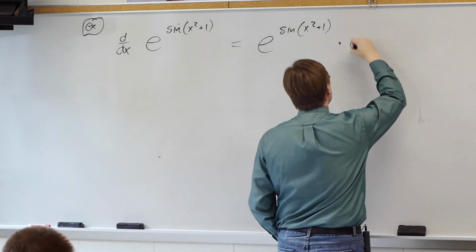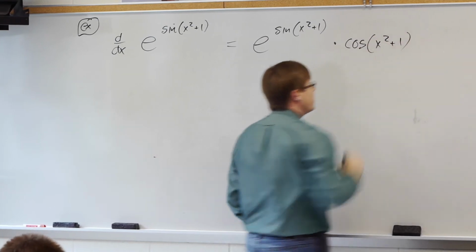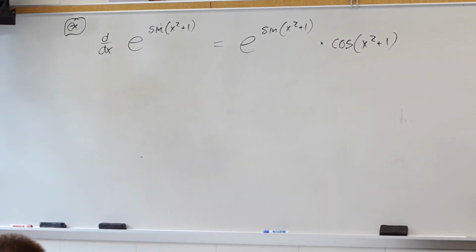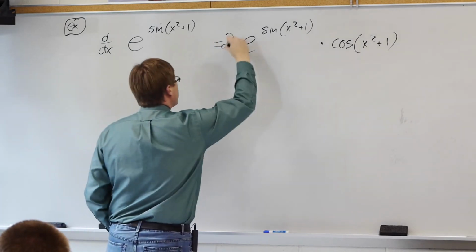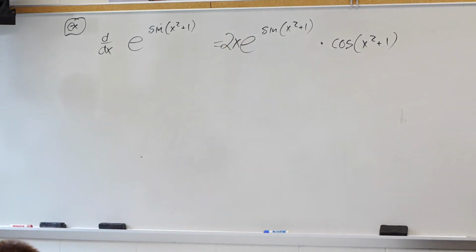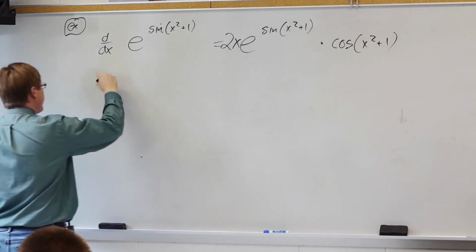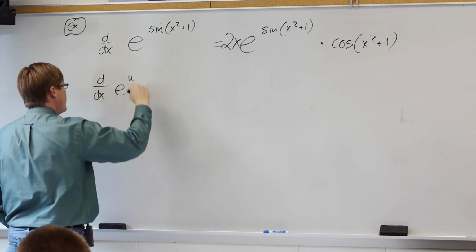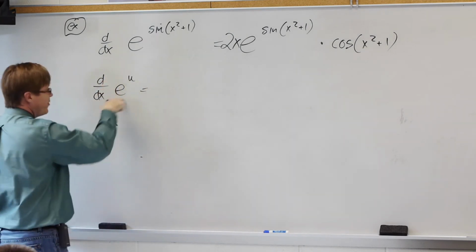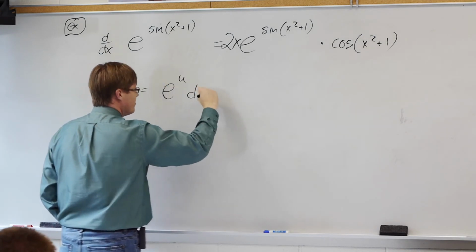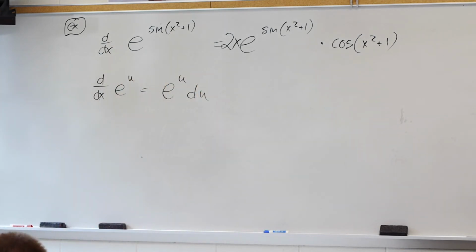So e to a power, then we have to multiply by the derivative of that power. So this is going to be times cosine of x squared plus 1 times 2x. So if you write it, this is the chain rule version of the derivative. The derivative of e to the u is e to the u du. You always have to take the differential of your argument. But if you remember to do that, derivatives with e are pretty straightforward, I think. So those in your book I don't think will challenge you.